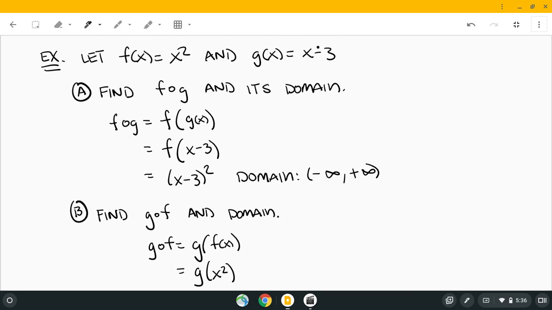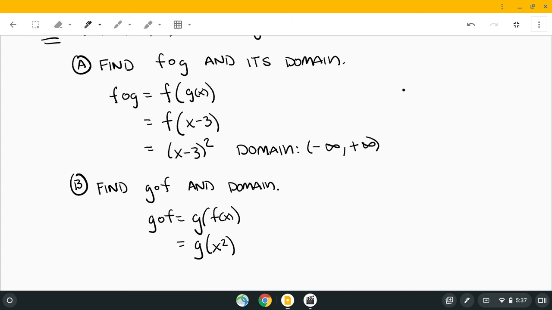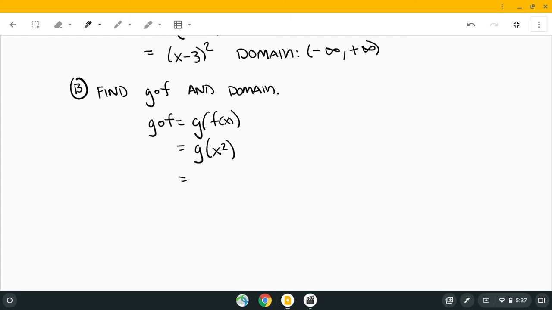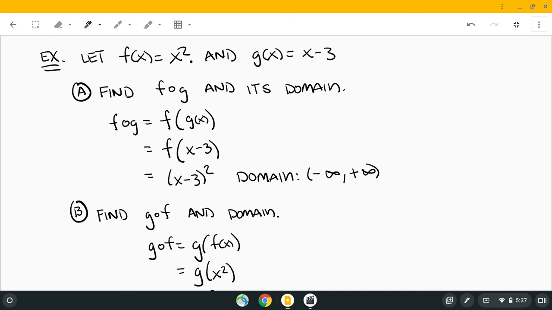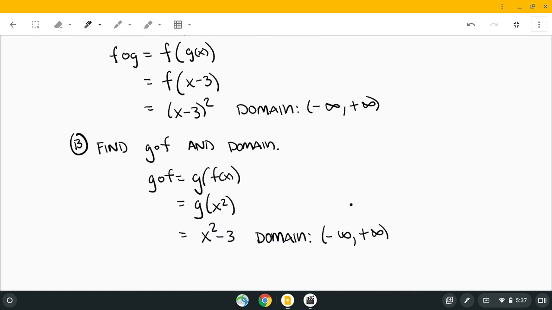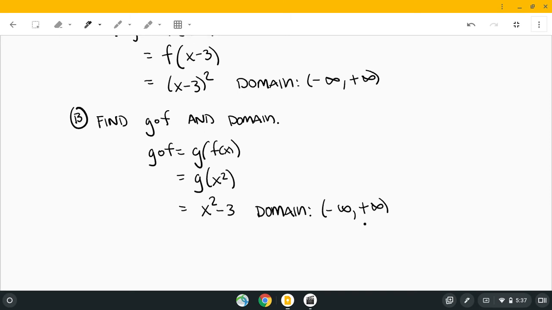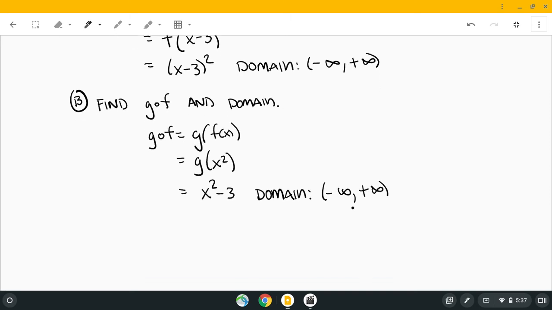So let's see. Here's the g function. I'm going to substitute x squared in for x. So I get x squared minus 3. There are no restrictions here, so my domain is going to be all real numbers. And then let's double check to see if there are any restrictions in this function that we plugged in. And we see up here that the function is x squared. There are no restrictions, so this still remains our domain. If there were any restrictions, we would have to state them here as part of our domain.